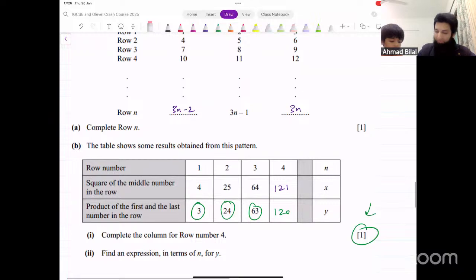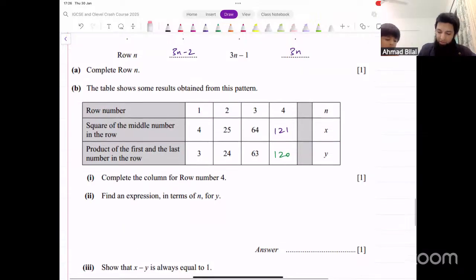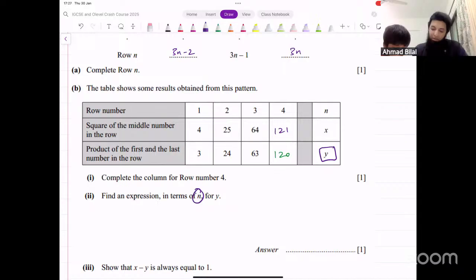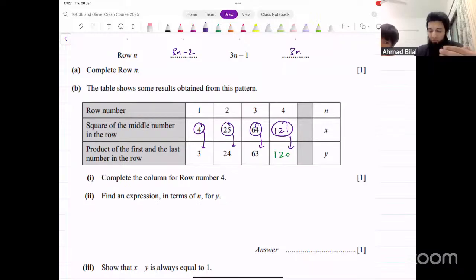Now they're saying, find an expression in terms of n for y. Find an expression for y. In terms of n, so we want the nth term formula for y. How can you figure that out? Let's look at any pattern that might be emerging from this. This was 4, this is 3. This was 25, this is 24, 64, 63, 121, 120. The numbers below are just 1 less than the numbers above.